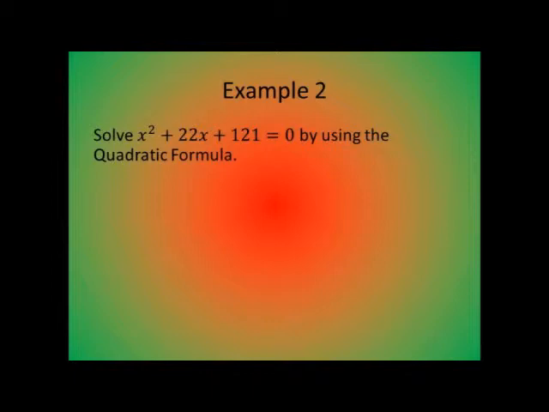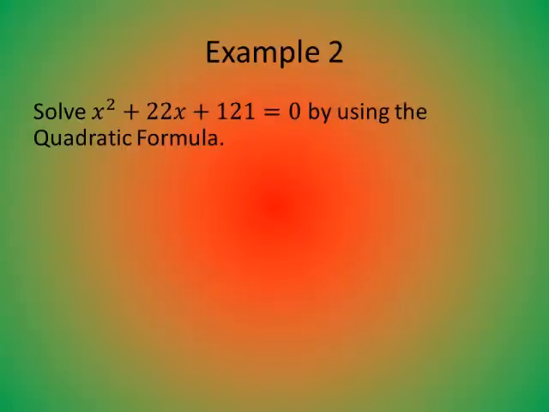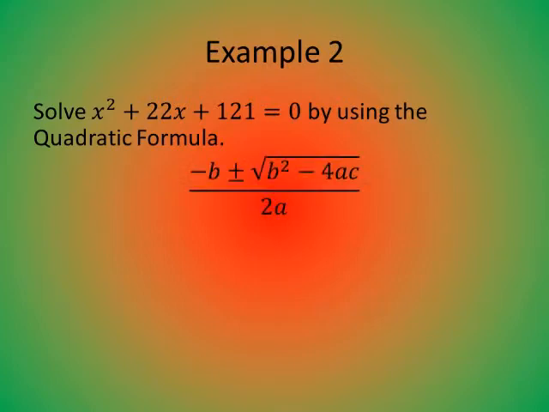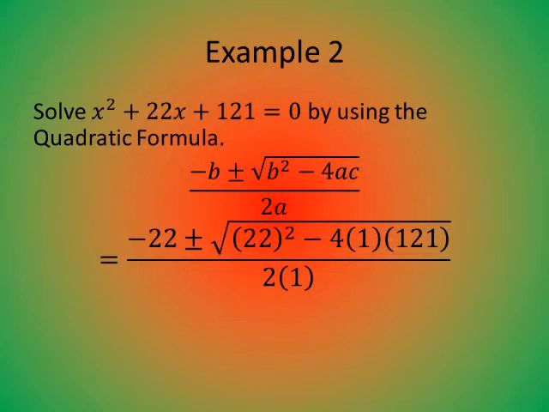Again, we want to identify our a, our b, and our c. This equation, x squared plus 22x plus 121 equals 0, is already equal to 0, so I don't have to do anything first. We can just identify our a, our b, and our c value. A is 1 again, because there's nothing in front of the x squared. B is 22, and c is 121. So we're going to go ahead and plug those things into the quadratic formula so that I have x equals negative 22 plus or minus the square root of 22 squared minus 4 times 1 times 121 all over 2 times 1.